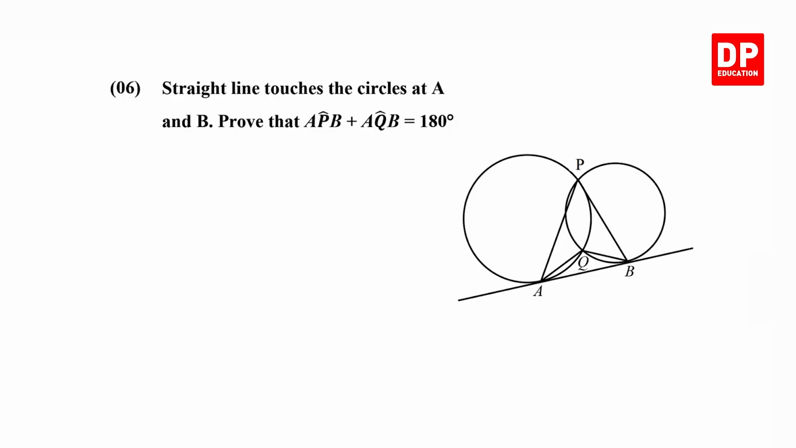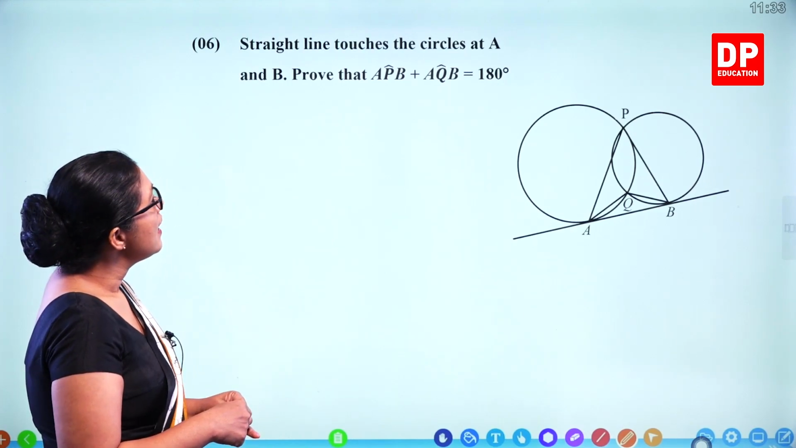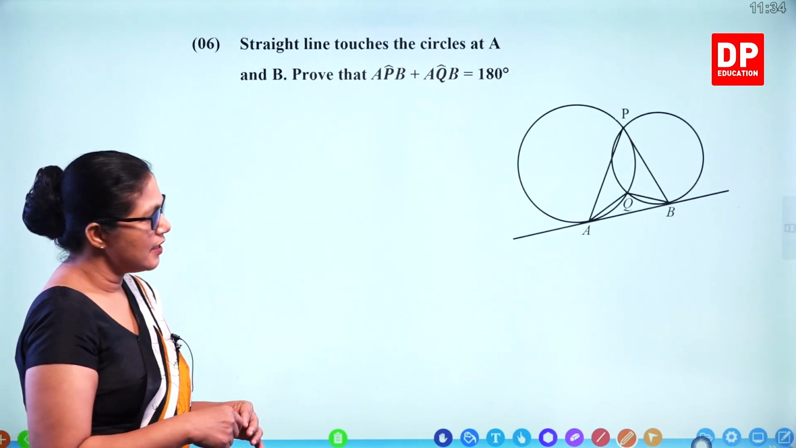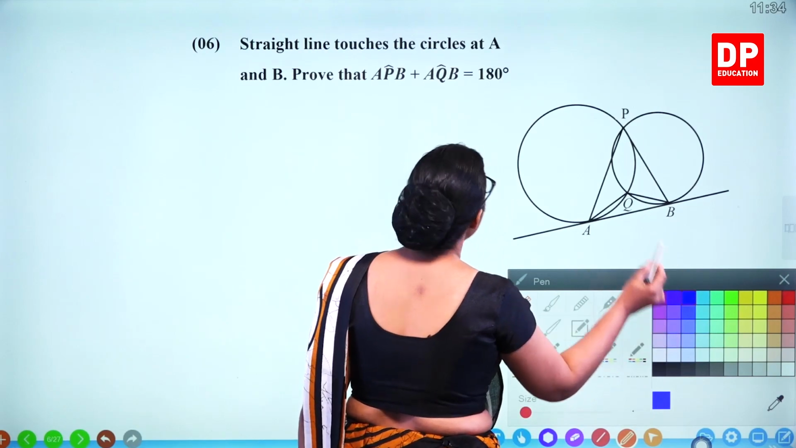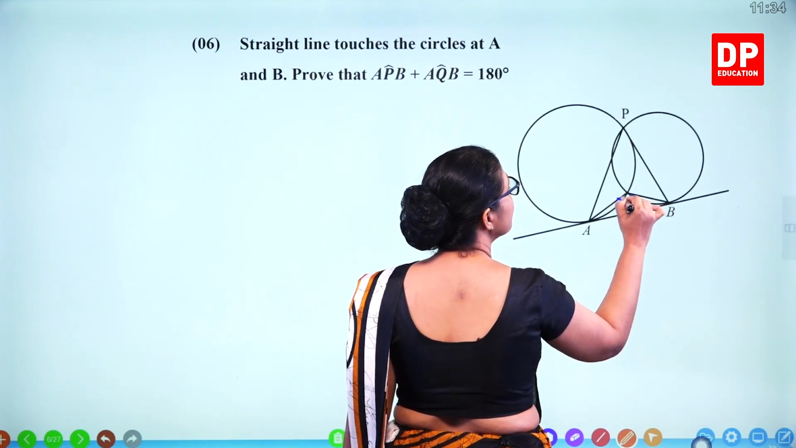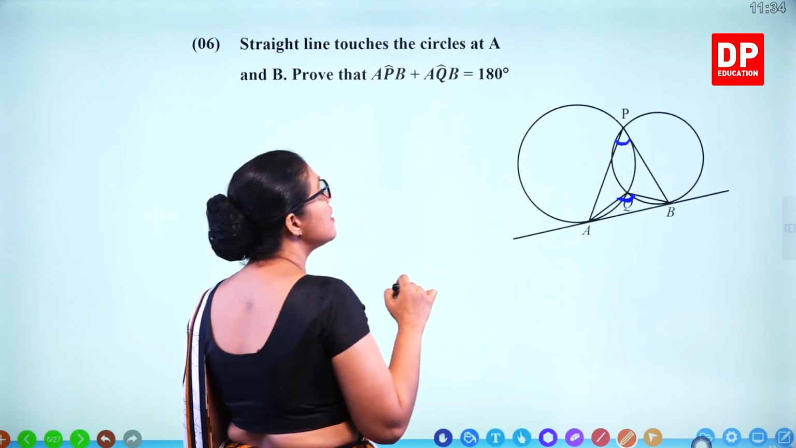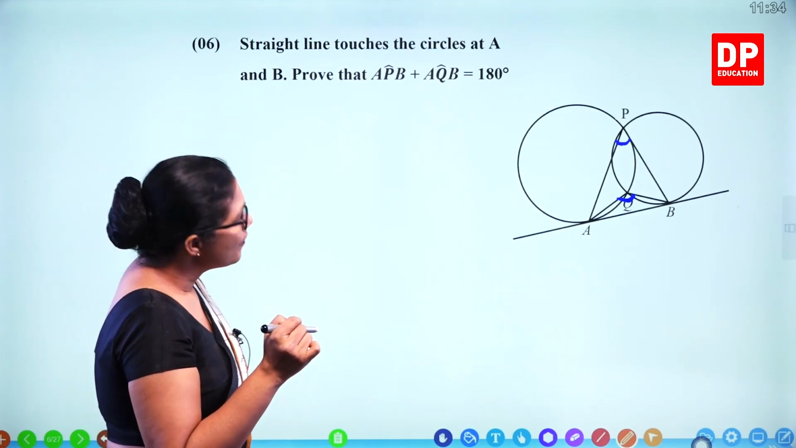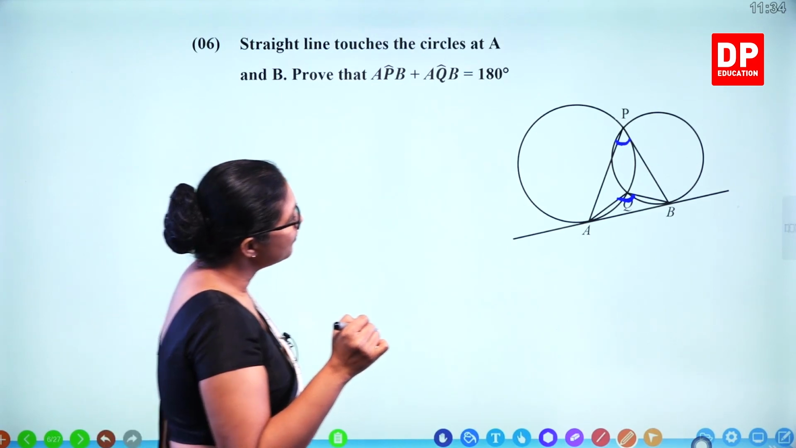Question number 6. A straight line touches the circles at A and B. Prove that APB plus AQB is equal to 180. So we'll try to find out. AQB is this angle, and APB is this one. So you have to show that the sum of the two angles is equal to 180. So how do we find that? Look carefully.